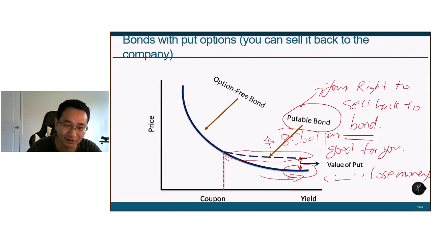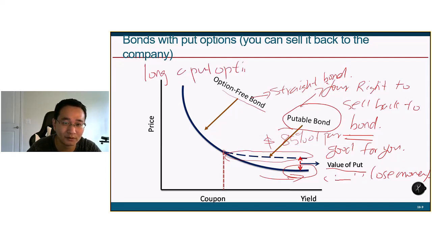So this solid line is option-free bond. As you saw a while ago, this is also called a straight bond. And then if you have put options, right here, you will follow this dashed line. When the interest rate goes up, you will not lose too much money because you have a put option available. Okay. So when you buy, essentially you long a put option together with a straight bond. Okay. So this is what a puttable bond is.